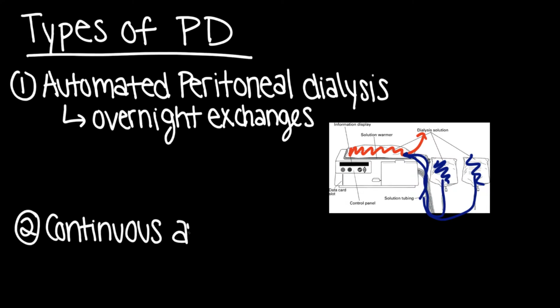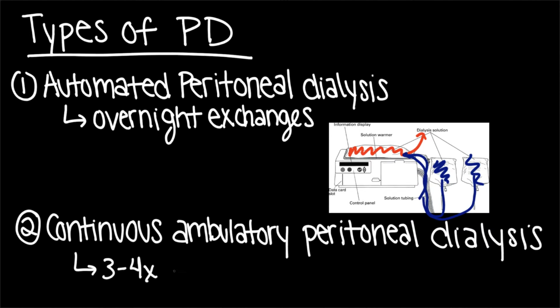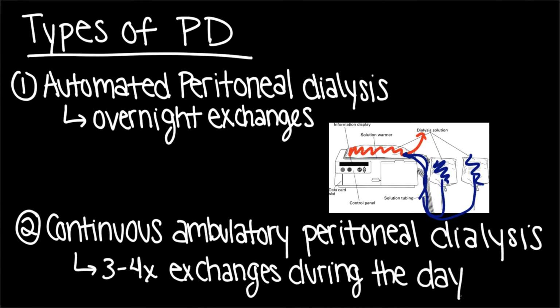The second form of PD is continuous ambulatory peritoneal dialysis. In this form of PD, 3 to 4 exchanges are done during the day with 1 overnight dwell.